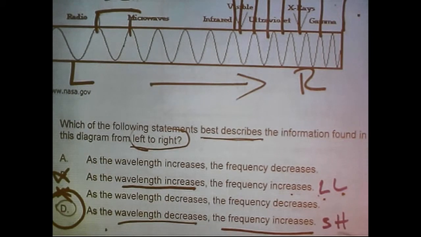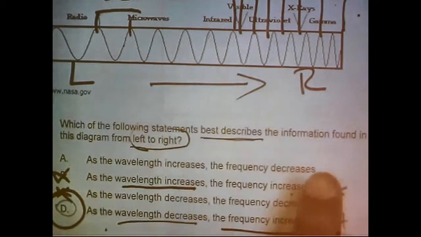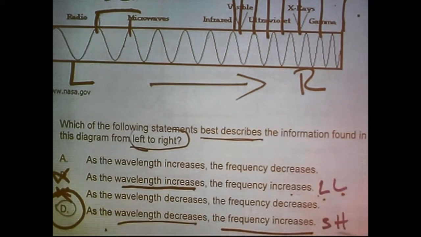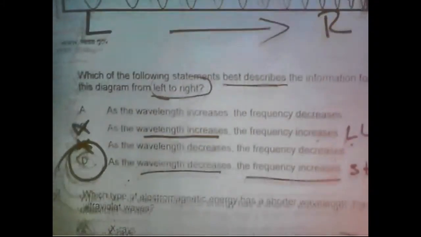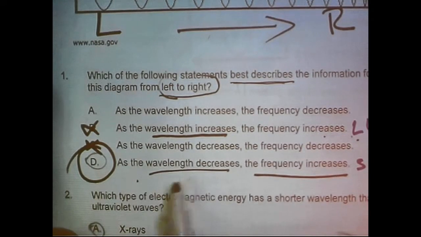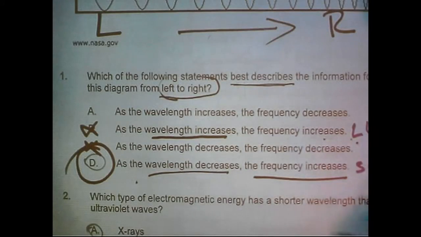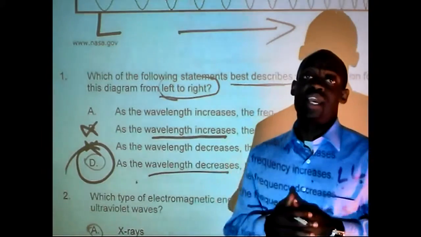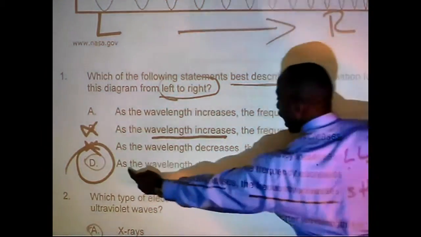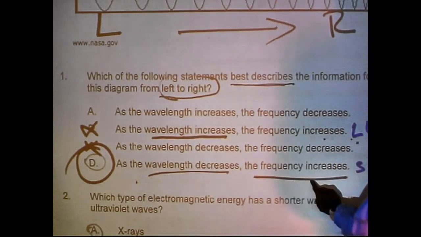What we're saying now is that as you move from left to right, two things should happen. One, the wavelength will decrease and the frequency should increase. That's the reason why choice D is our correct answer. Again, we talked about it quite a lot today, but I just want to explain what's going on here. Why D is our correct answer.